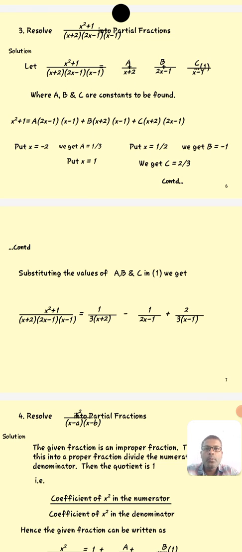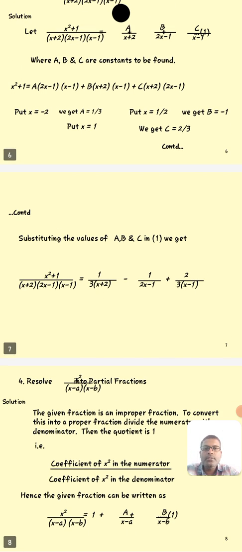The same way, put x equal to 1. In the place of x, we substitute 1. We get the A term will be 0 and also the B term will be 0, and on the right side 1 plus 1 is equal to 2. So we get C is equal to 2 by 3. Here we observe the A value is 1 by 3, the B value is minus 1 and the C value is 2 by 3. These 3 values are substituted in 1.